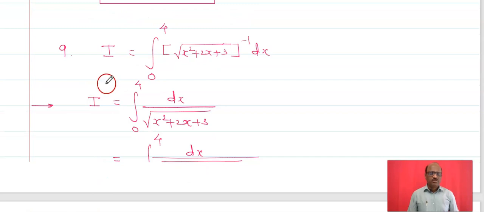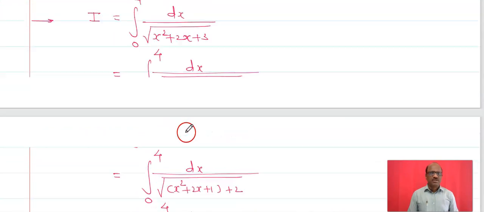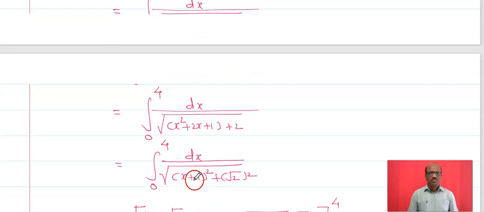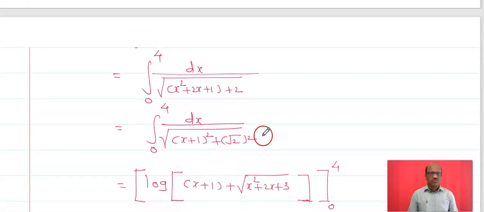Now the next problem, number 9. I is equal to the integral from 0 to 4 of the bracket under root of x square plus 2x plus 3, raised to minus 1, dx. That is the integral from 0 to 4 of dx upon under root of x square plus 2x plus 3. Now this can be written as a perfect square. The middle term is 2x and the second term is 1 square. Therefore, we can split up the 3 as 1 plus 2. Therefore, x square plus 2x plus 1 is a perfect square, x plus 1 bracket square, and here is a 2, which means root 2 bracket square.